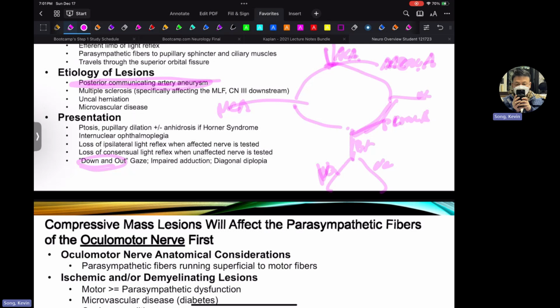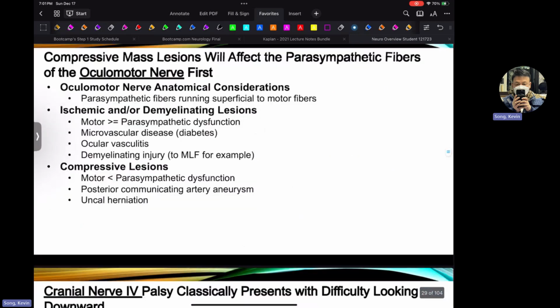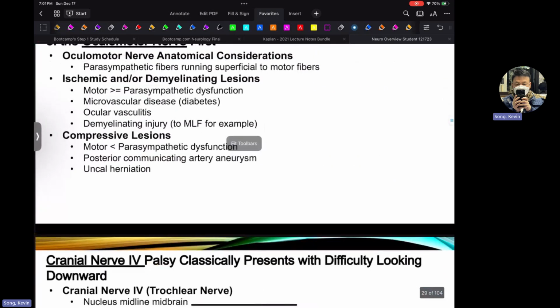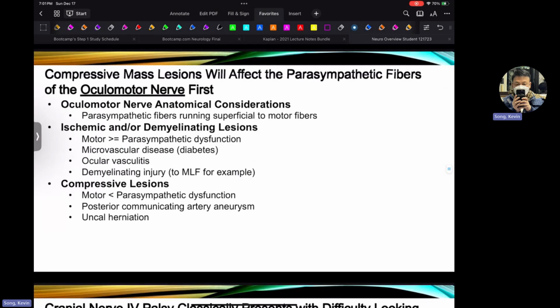So you need to know the circle of Willis inside out, by heart. That's a very, very important thing. They assume you already know this from when you learned it in med one. So you have to know this.